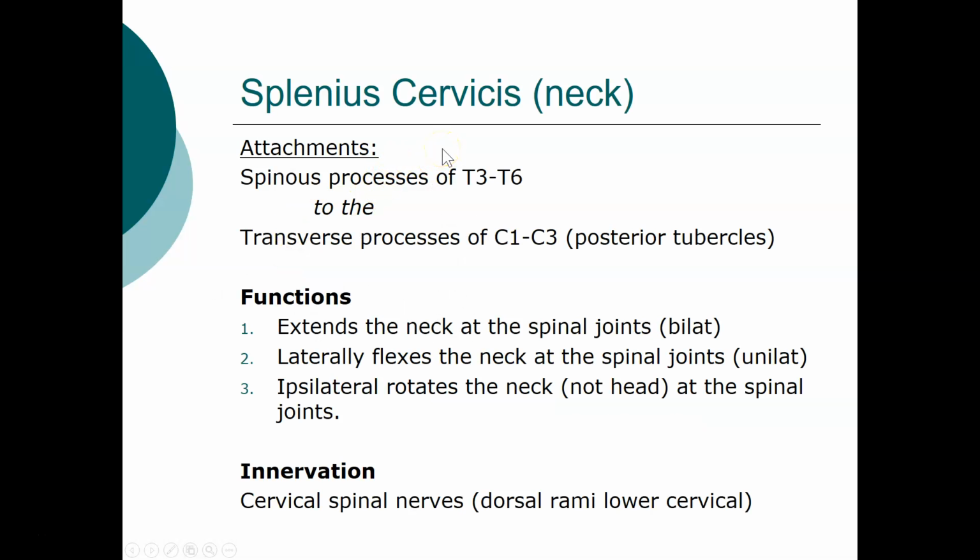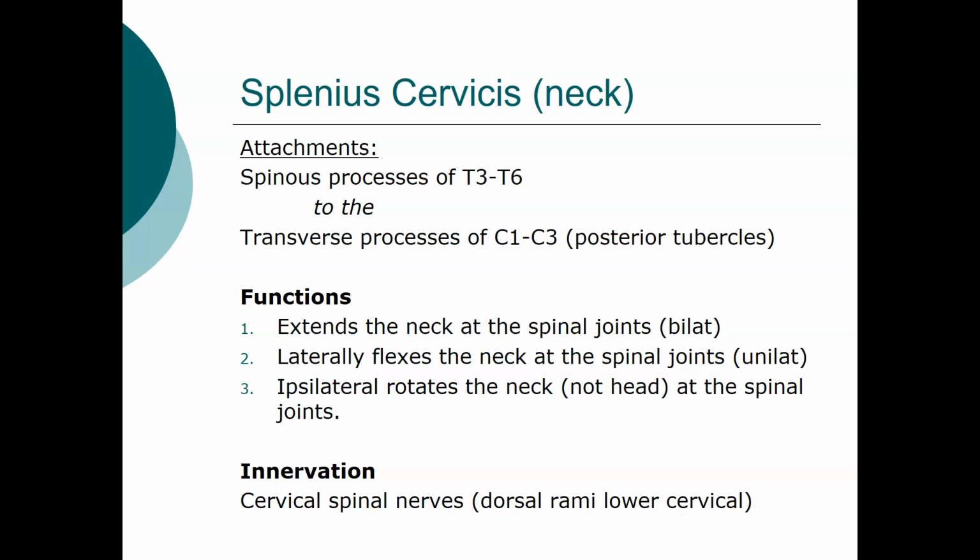Splenius cervicis, again, splenius means bandage. Cervicis actually means that it only finds attachment in the neck. It does not go to the head. Its attachments are the spinous processes of T3 to T6, and they arise up to the transverse processes of C1 to C3, the posterior tubercles on those transverse processes. Its function is to extend the neck at the spinal joints when it works bilaterally. It laterally flexes the neck at the spinal joints when it's working unilaterally.